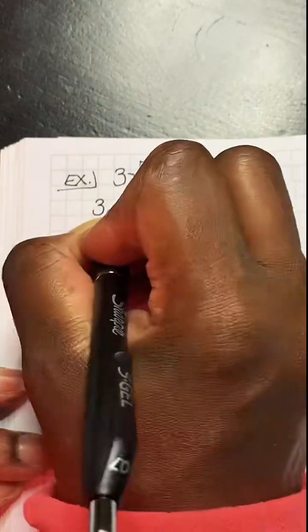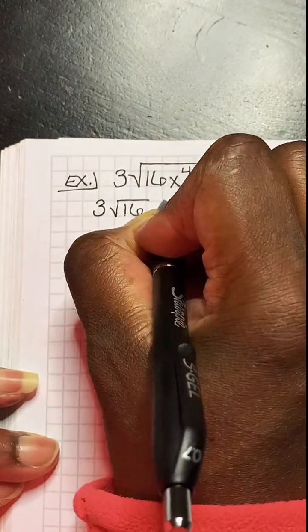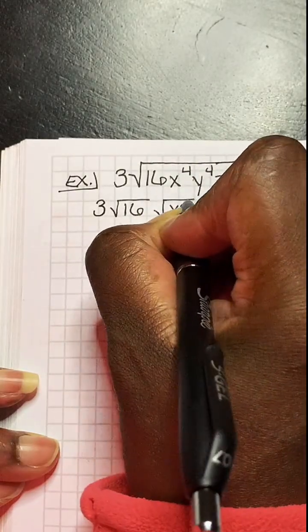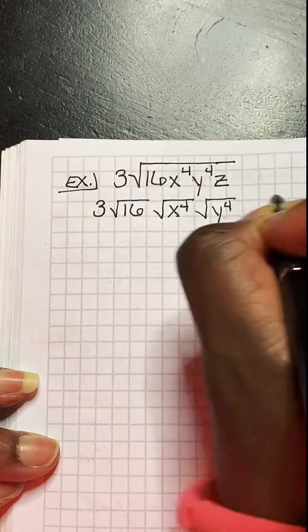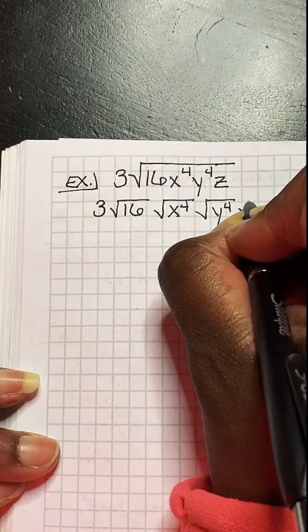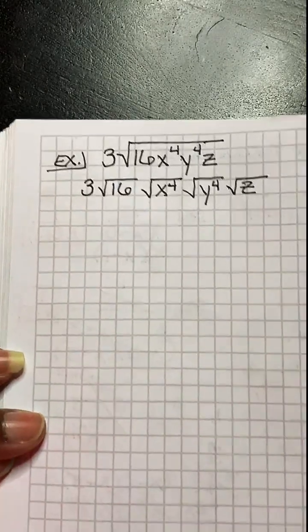So I have 3, and I break down the square root of 16. Then we have x, the square root of x to the 4th. Then we have y, the square root of y to the 4th. Then I have z.